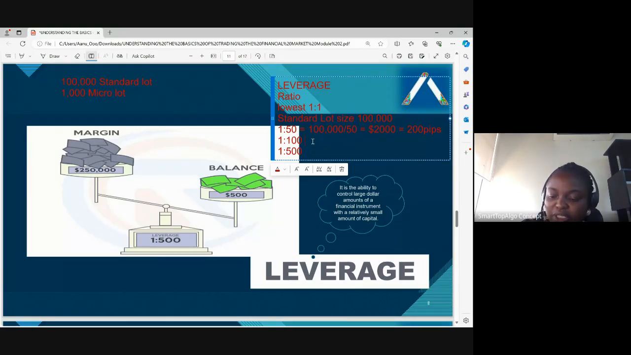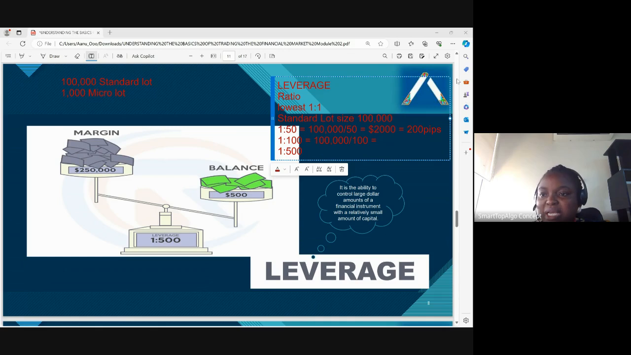Now let's go to the second scenario. If I use a leverage of 1 to 100, how much capital do I need to be able to use a lot size of 1.0? So how to do this? It will be 100,000 divided by 100. So who can tell me how much that is? 100,000 divided by 100. Thank you. 1K. Thank you.